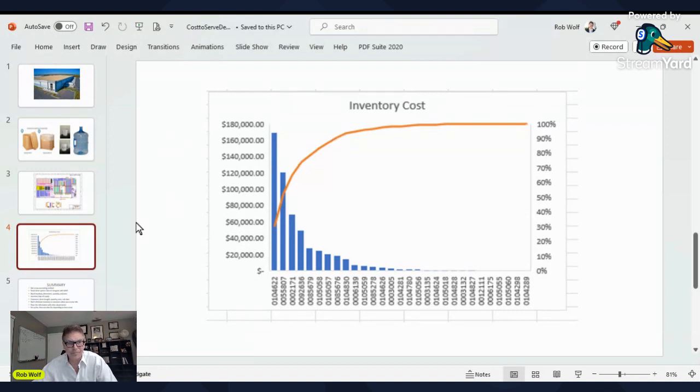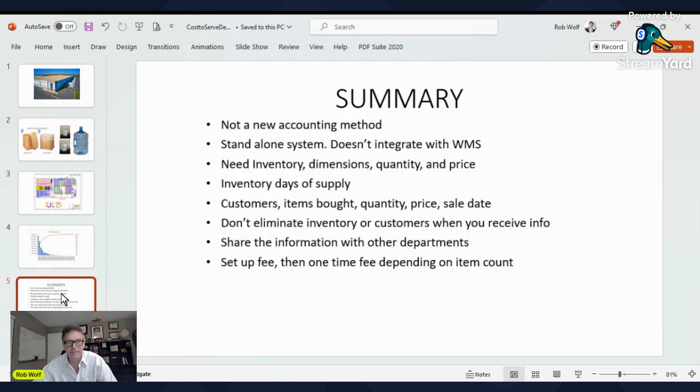and the big losers. Now, this program itself, just a quick summary, it's not a new accounting method. So your controllers, your accountants, they're still going to do their allocations for tax purposes and for the business. Okay, this is a totally separate standalone system. It's not hooked up with any warehouse management system.